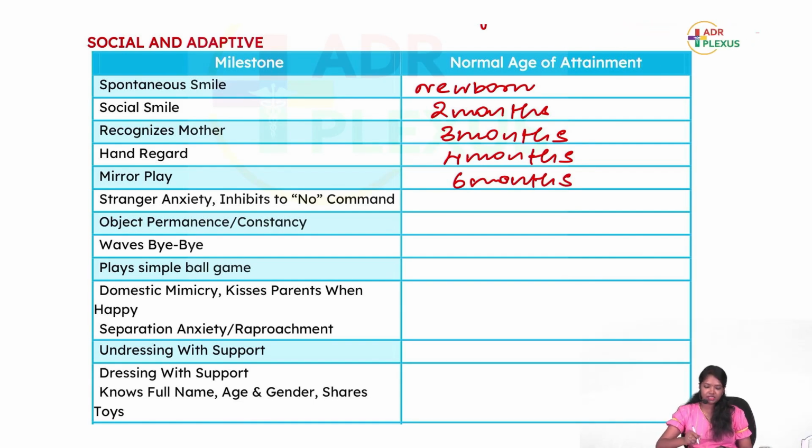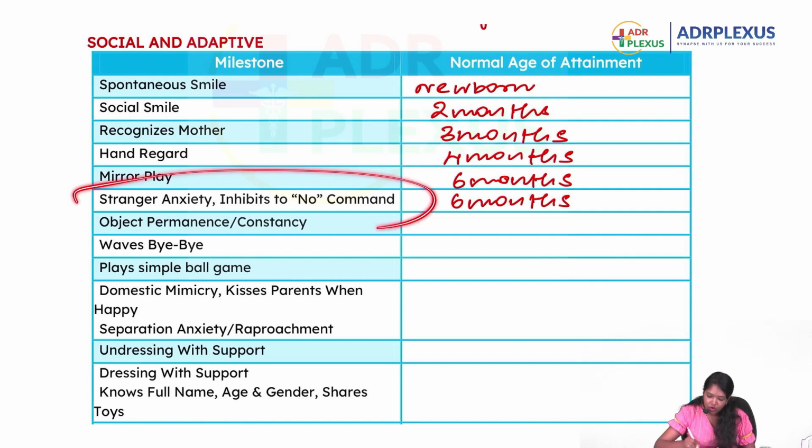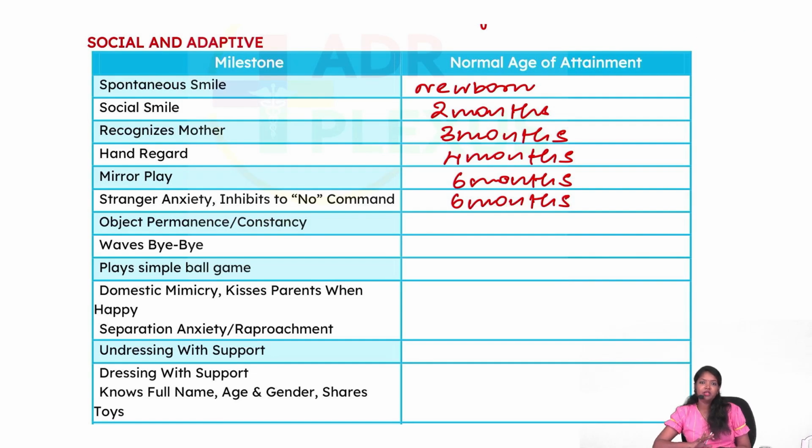Next is stranger anxiety. What is stranger anxiety? When the baby sees a stranger's face, the baby will start shouting and crying. It is commonly seen in the 6 months age group. That is why, when you go and play with babies in pediatric posting, some babies will play with you nicely, and some babies look at you and scream as if you are some scary figure. Why? Because around 6 months of age, stranger anxiety kicks in. So whenever you want to play, don't go and disturb the 6 months baby. Definitely it will scream at seeing your face.